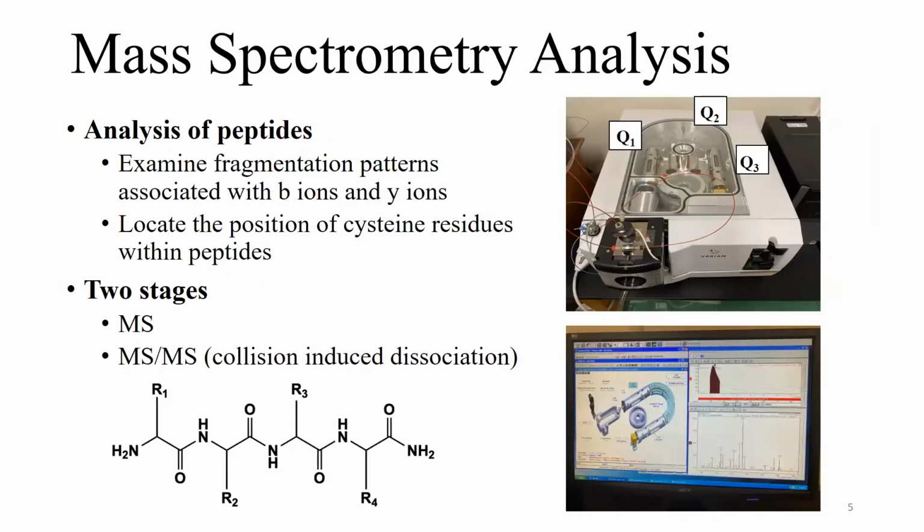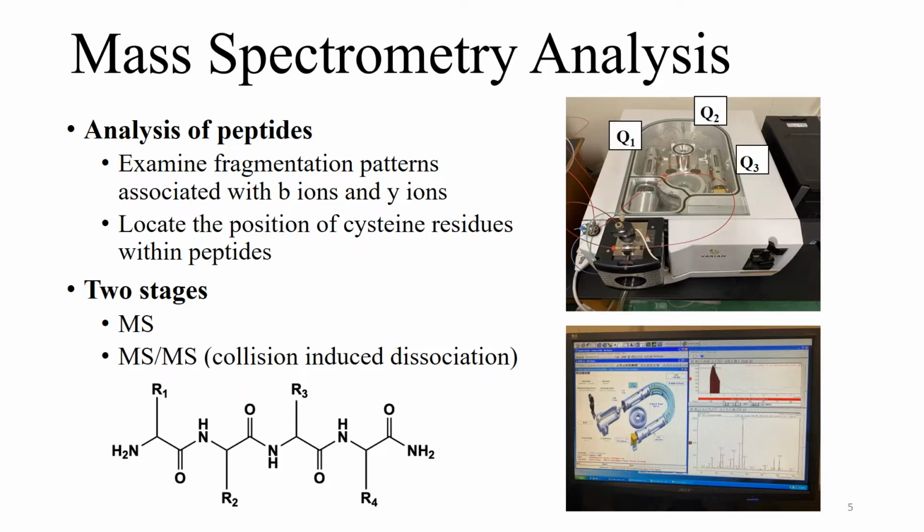Okay, so once we take our sample off of the lyophilizer, it can undergo mass spec analysis. So what this is going to do is it's going to allow us to examine the different fragmentation patterns that are associated with specific B and Y ions. This tells us the location or position of cysteine residues that are within our peptides.